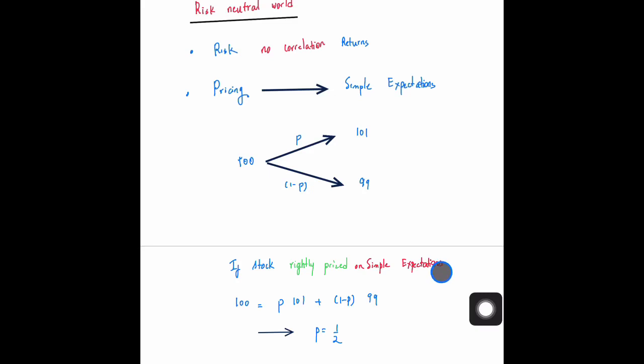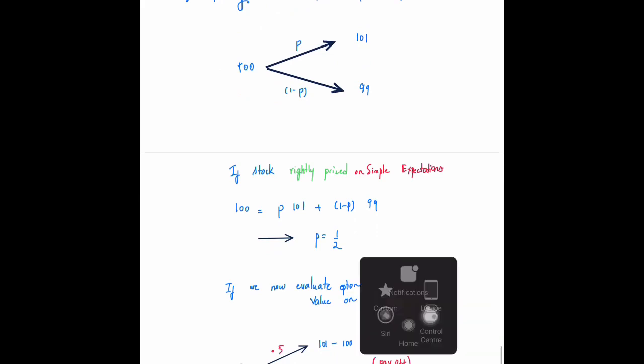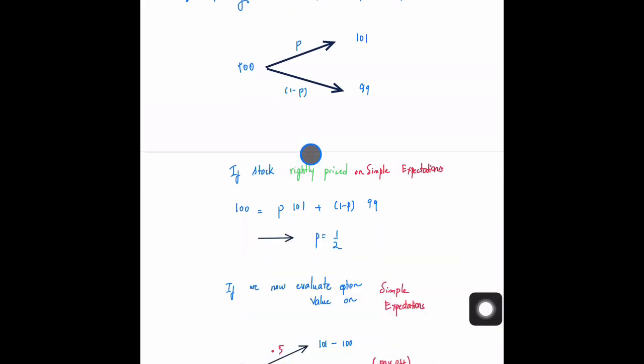What that basically implies, translated to a mathematical statement, is that since the stock is going up with the probability p, and going down with the probability 1 minus p, the expected value of the stock tomorrow is going to be equal to p times 101 plus 1 minus p times 99. Expected means on an average what will be the value of the stock tomorrow.